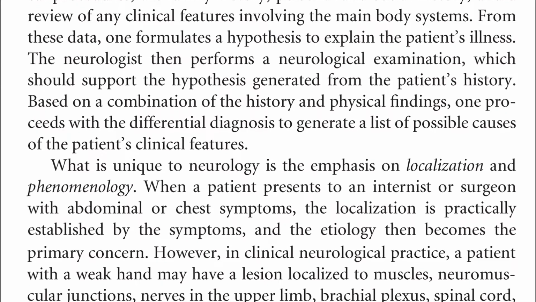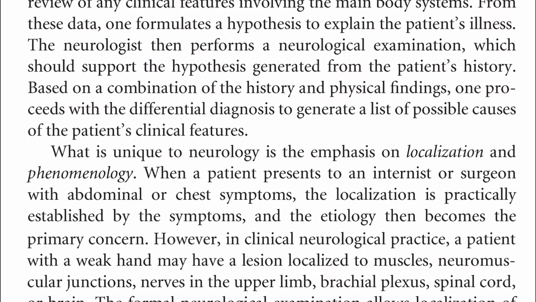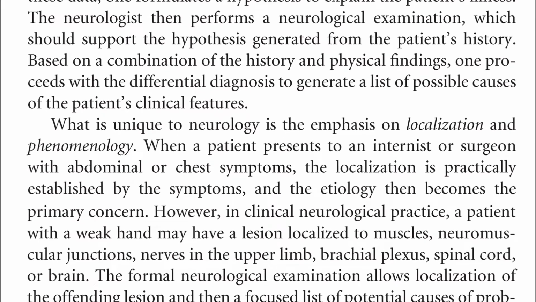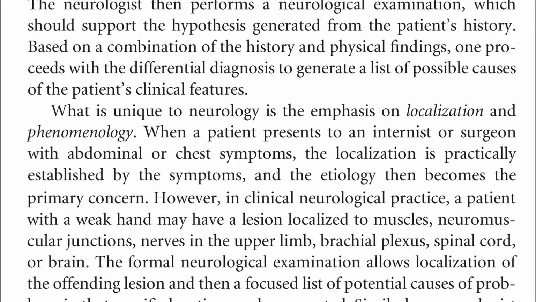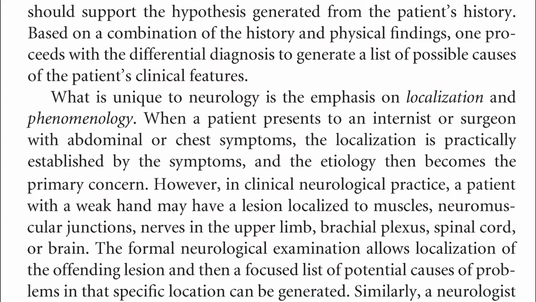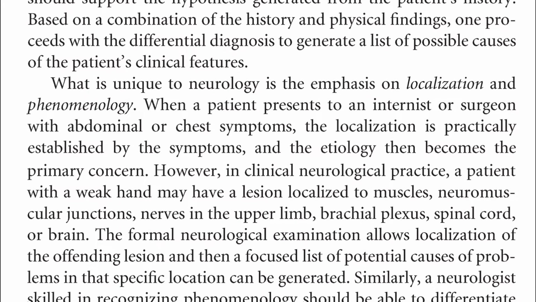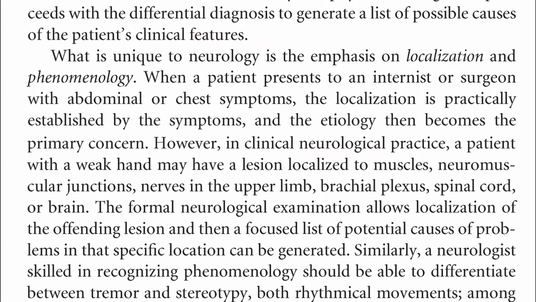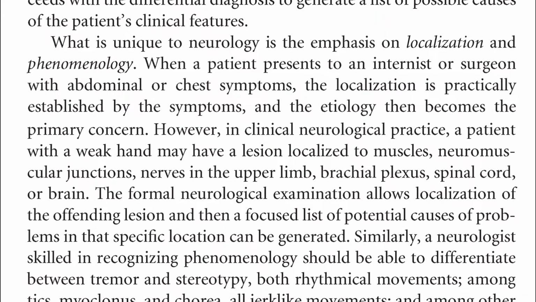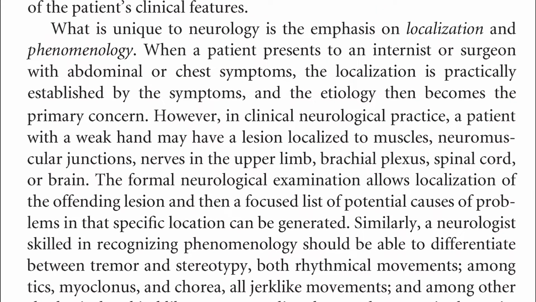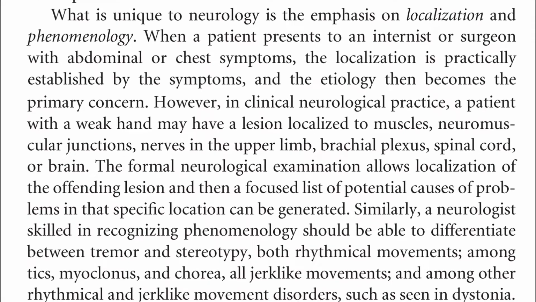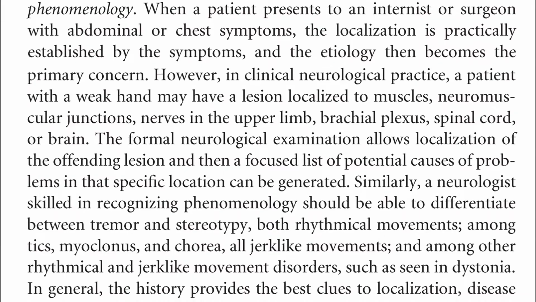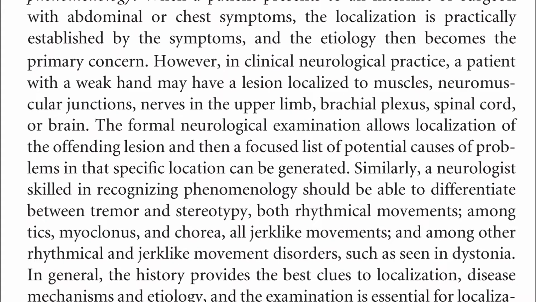What is unique to neurology is the emphasis on localization and phenomenology. When a patient presents to an internist or surgeon with abdominal or chest symptoms, the localization is practically established by the symptoms, and the etiology then becomes the primary concern. However, in clinical neurological practice, a patient with a weak hand may have a lesion localized to muscles, neuromuscular junctions, nerves in the upper limb, brachial plexus, spinal cord, or brain. The formal neurological examination allows localization of the offending lesion, and then a focused list of potential causes of problems in that specific location can be generated.